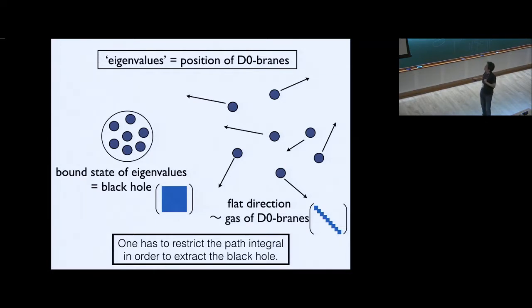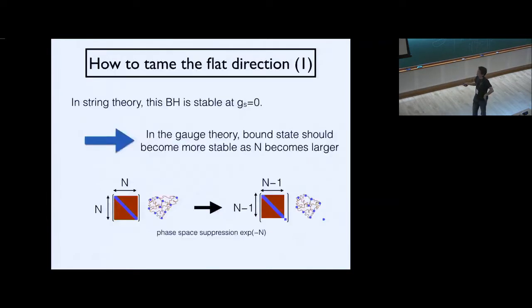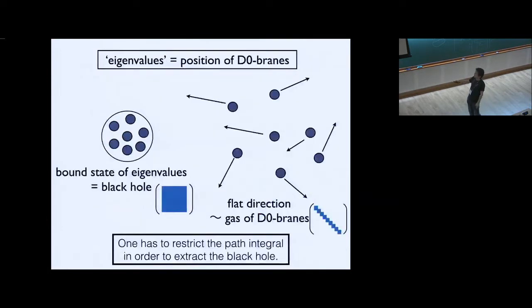Intuitively, the eigenvalues of a matrix correspond to the positions of the zero branes, and the off-diagonal elements describe strings connecting the zero branes. So if we have a bound state of eigenvalues, tightly bound by strings between them, such an object corresponds to a black hole. The matrices are fully non-commutative, and all n squared entries are excited. By the way, we have 9 matrices, so we cannot simultaneously diagonalize them. You can diagonalize one of the matrices, but in general, you expect all n squared entries to be excited.